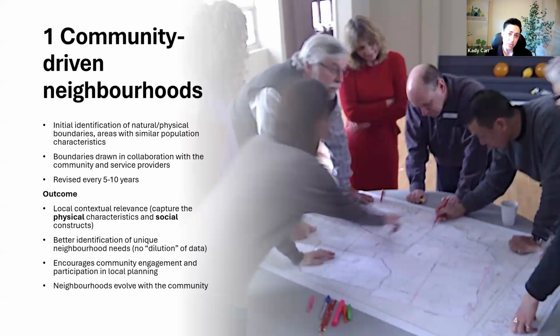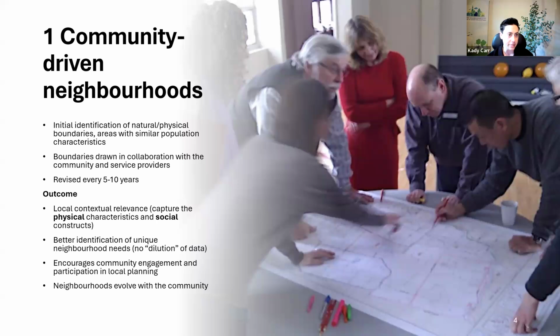And so this was back in 2006 when things started. Since then, we have revised the boundaries several times. Every 5 to 10 years, in alignment with a census cycle, we will review the neighborhood boundaries to make sure that they are keeping up with population growth and migration, densification, gentrification, and essentially to make sure that the neighborhoods are evolving with the community as well.